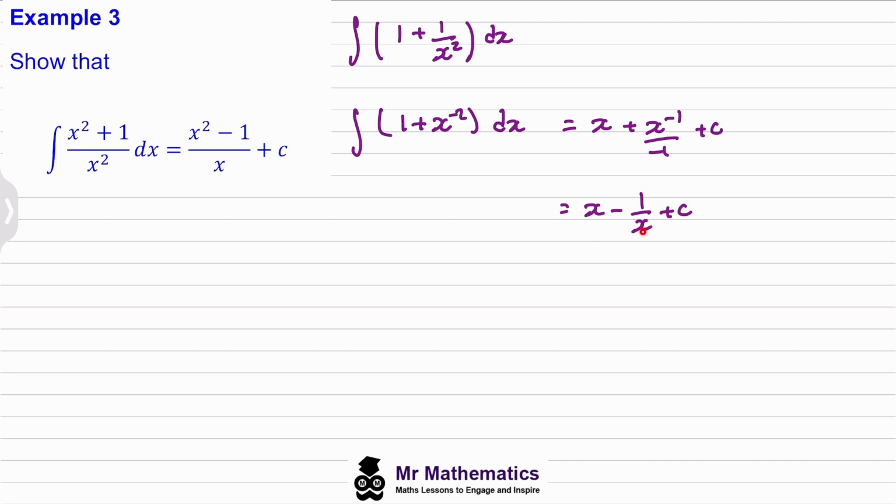So we've worked out the integral, but now we need to make it look like what we have here. And you can see we've got x over 1 minus 1 over x. So we need a common denominator. So if I write this as x squared over x, now we can write this as a single fraction. So we get x squared minus 1 over x plus c, which is exactly what we've got here.